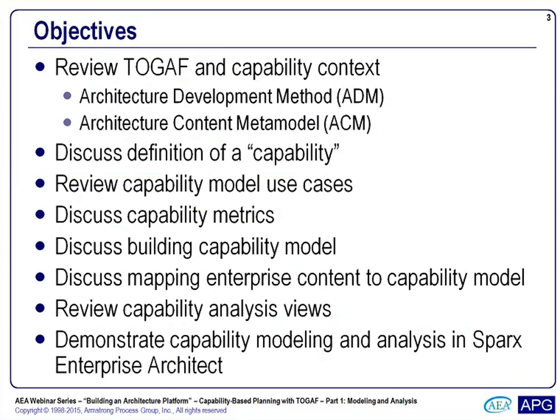So what we're going to talk about today is we're going to review what TOGAF has to say about capabilities and the context they have in 2 different parts of the standard, namely the architecture development method and the architecture content meta model. We'll talk a little bit about, hopefully don't want to dwell on it too much, just what exactly is this thing called a capability.